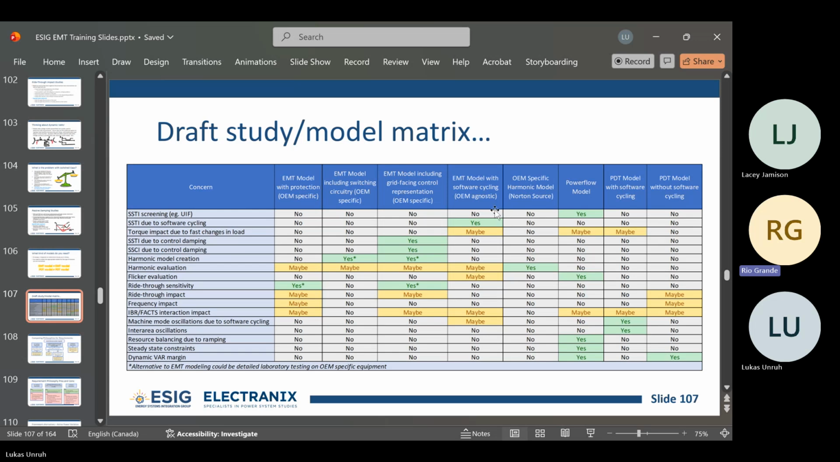As I mentioned, in our tests so far we've just been using a variable resistor, basically, and we're playing in certain profiles. And that's probably going to be good enough to assess the software cycling impact. So you don't necessarily need the EMT model including grid-facing control representation. That's OEM specific for that specific item.